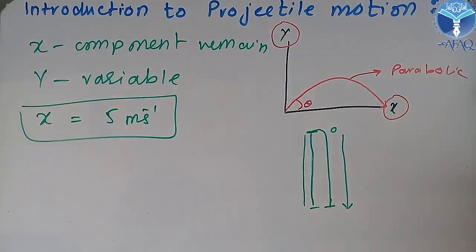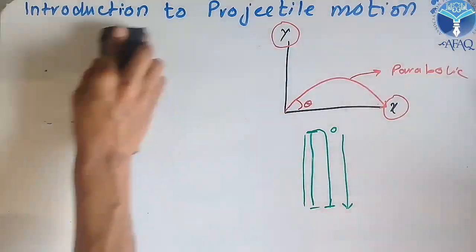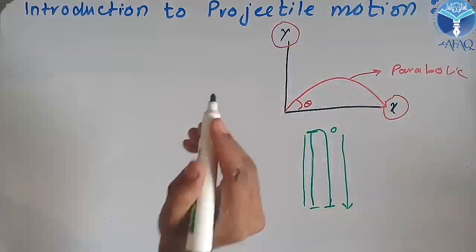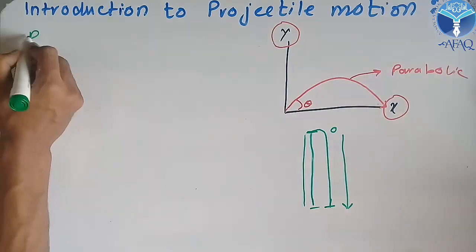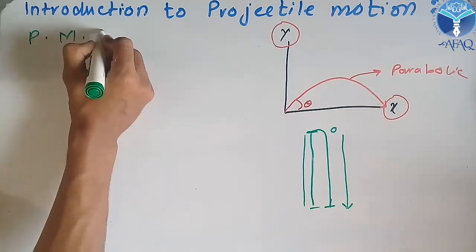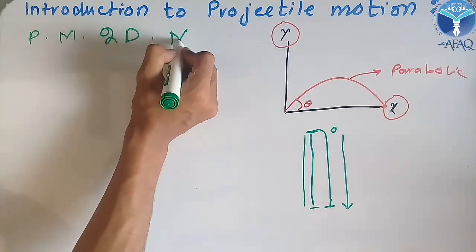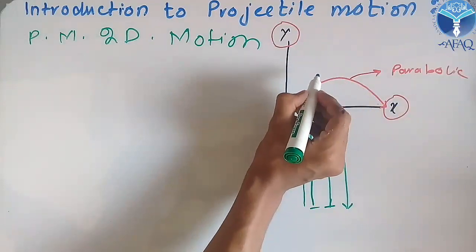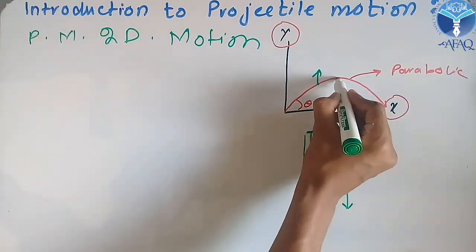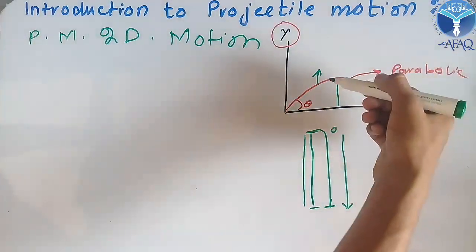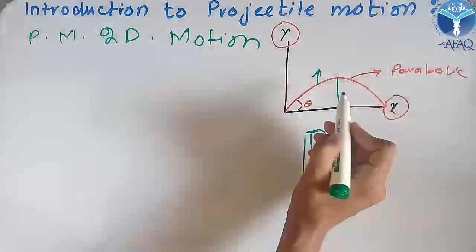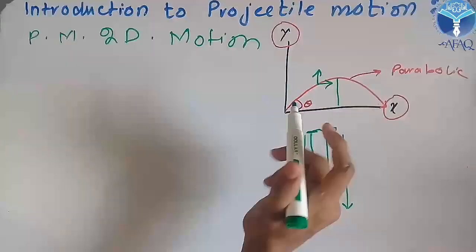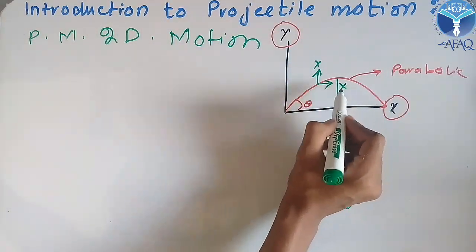Now let's talk about its basics. As we have learned, it involves the y component and the x component, and that is the reason we say projectile motion is generally two-dimensional motion, because two-dimensional involves two components, the y component and the x component. The y component is related to the height of the projectile, and the x component is related to the range of the projectile, which covers some distance.